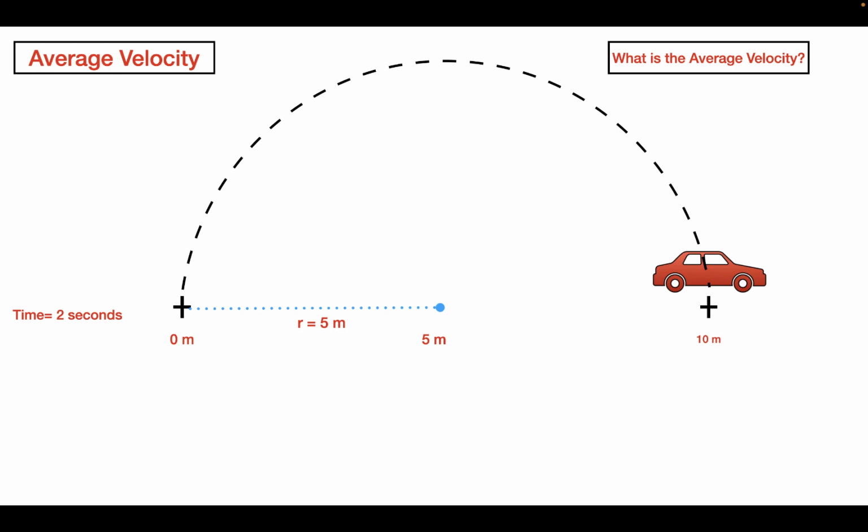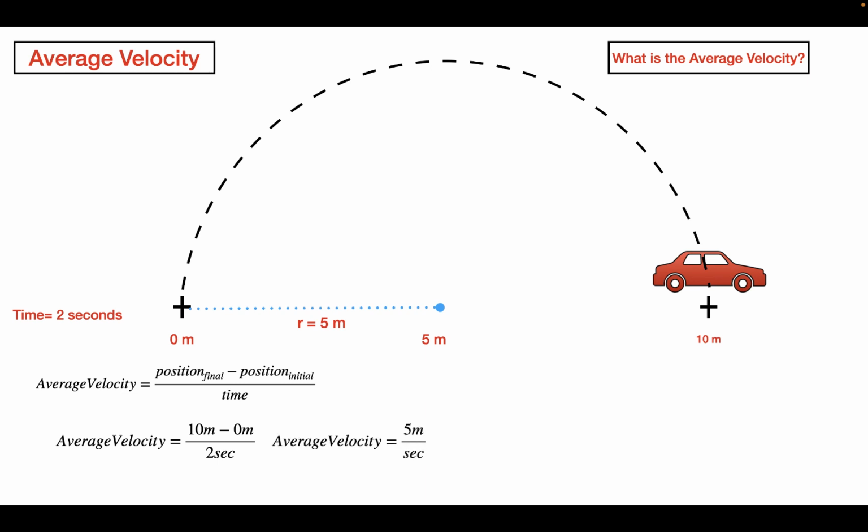Did it change? Well, the way to answer this question is to look at the equation. So the average velocity is equal to the displacement over time. And remember that displacement is equal to the final position minus the initial position. So the final position of the car is still 10 meters, and the initial position of the car is 0 meters, and the time it took to get from the initial position to the final position was 2 seconds. So in this case, the average velocity is still 5 meters per second.